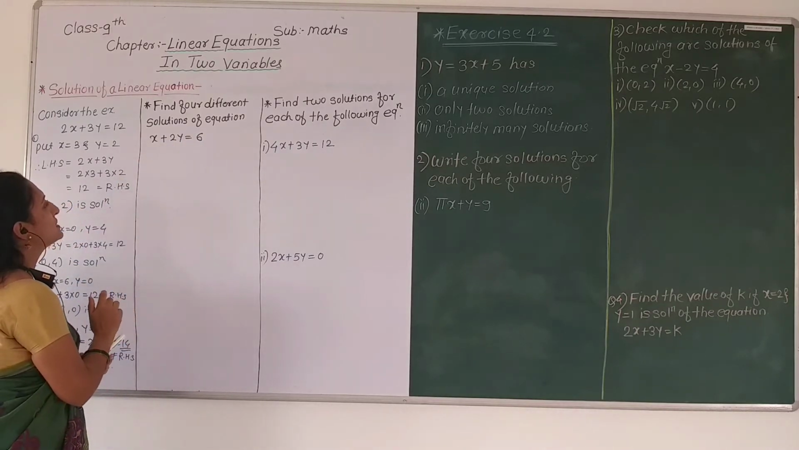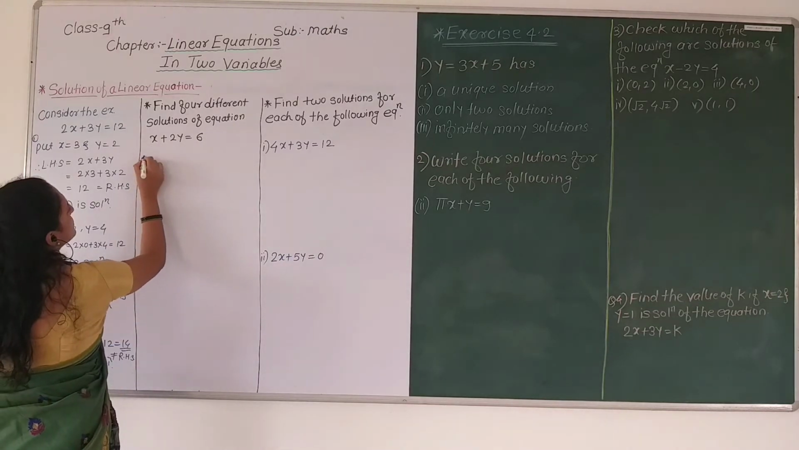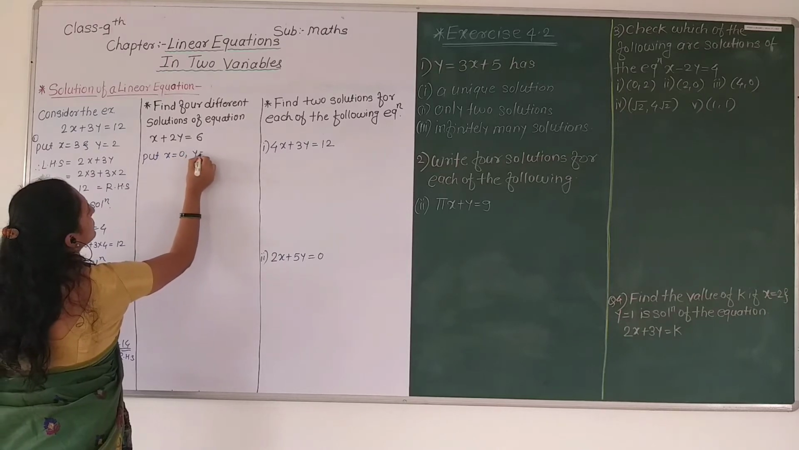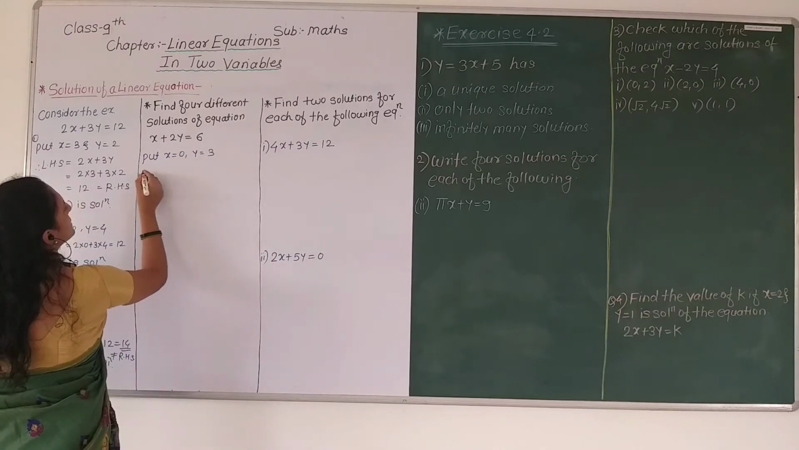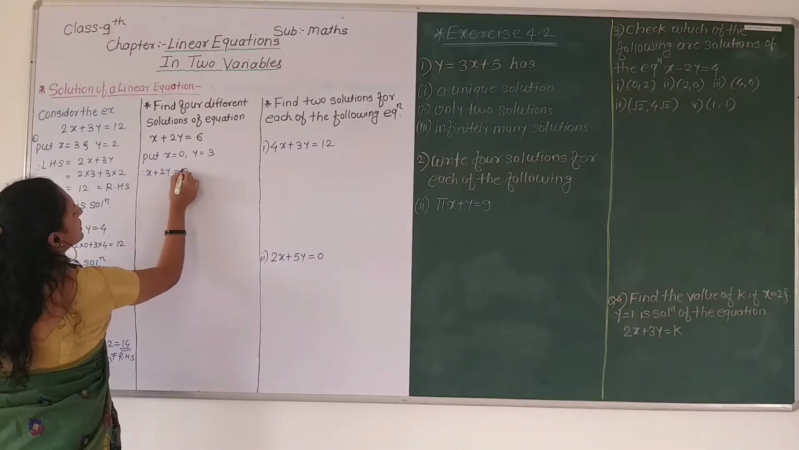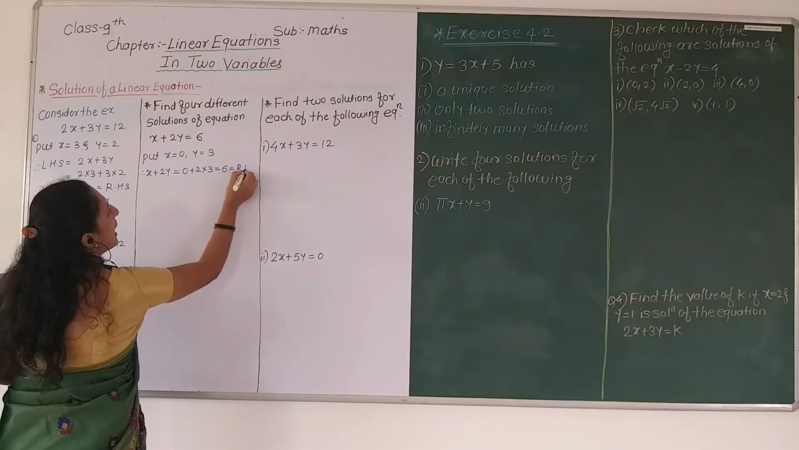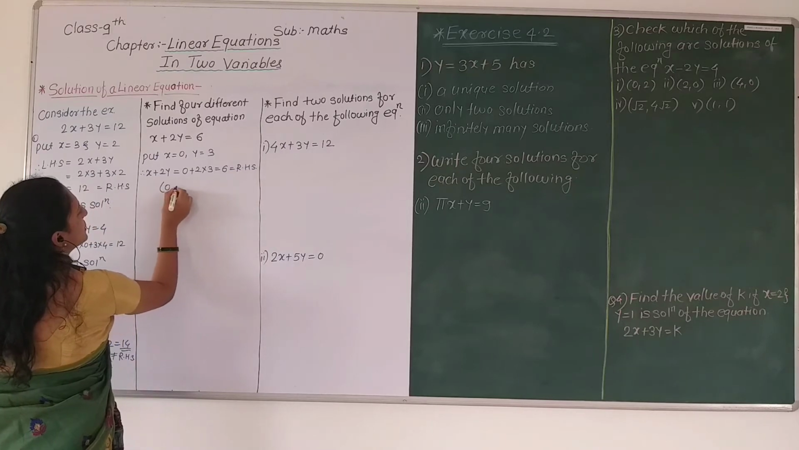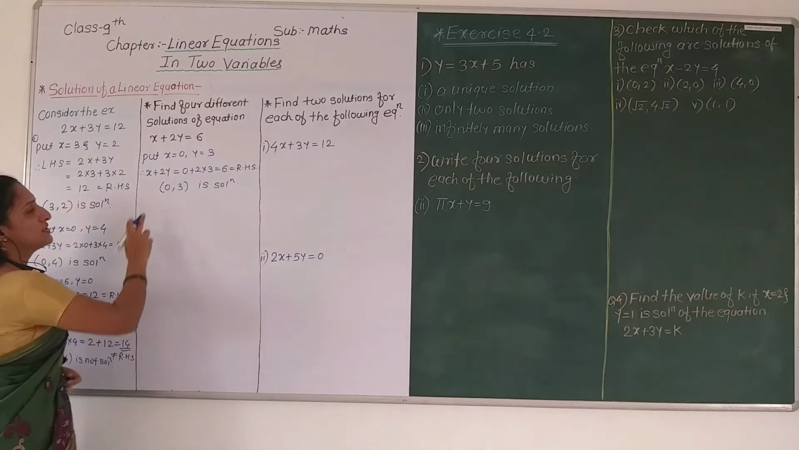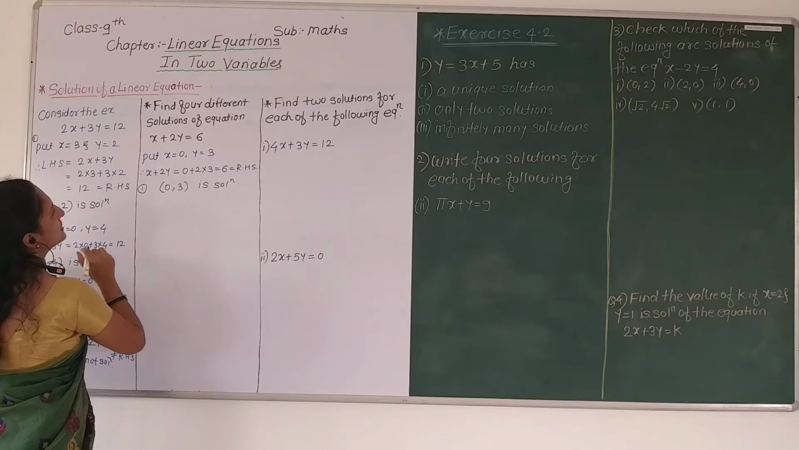So, for this, first one, if I put x is equal to 0 and y is equal to 3, let us check if this is a solution or not. X plus 2y. Value of x is 0 plus 2 into value of y is 3. That is 6, which is equal to RHS, right? That means 0, 3 is a solution. We have to find 4 solutions. So 0, 3 is the first solution. Okay, first one.